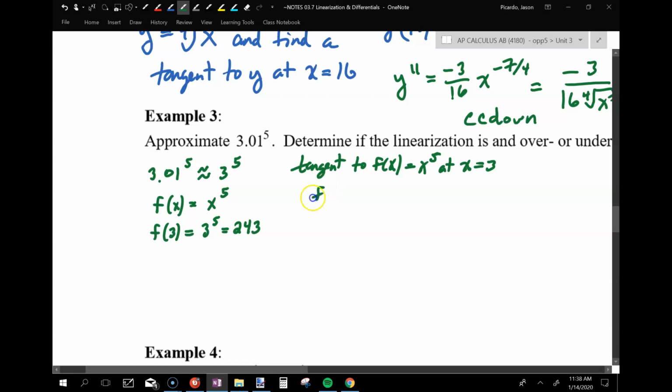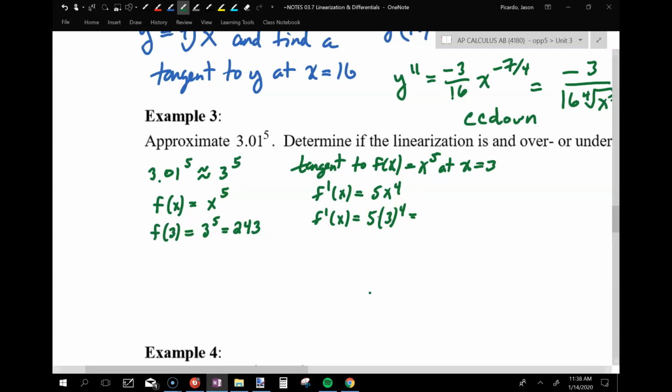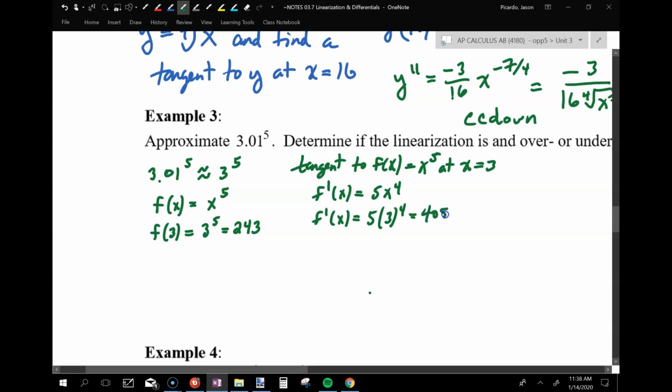This is a really easy one, isn't it? So what's the derivative? Okay, and what is the value of the derivative at 3? 3 to the 4th is 81. 81 times 5? 405. Very good. Okay, so I have my slope. I have a point. Oh, do I have a point yet? Yeah, down there. Okay, cool.